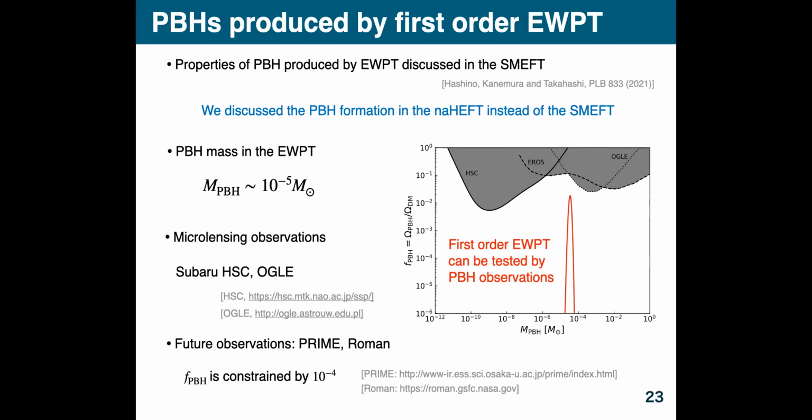Yeah, that's a very good question. In general, if the black holes are produced after the star formation, the typical mass of the black hole is around the solar mass. However, the primordial black hole can take a much smaller value. Yeah. Very robust.